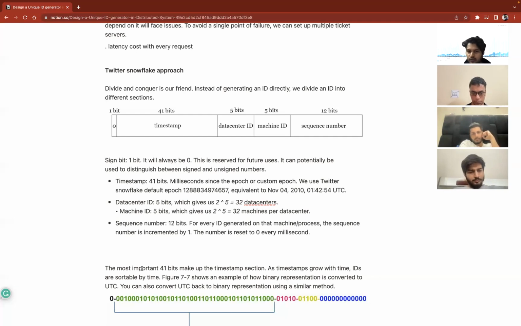It can also be used to distinguish between signed and unsigned numbers, but I don't think positive and negative use cases are actually there for unique IDs in a database. Second is the timestamp. For the timestamp, they simply use epoch time. In case you remember, epoch time is simply incremental time measured in milliseconds. It started on 1st January 1970.